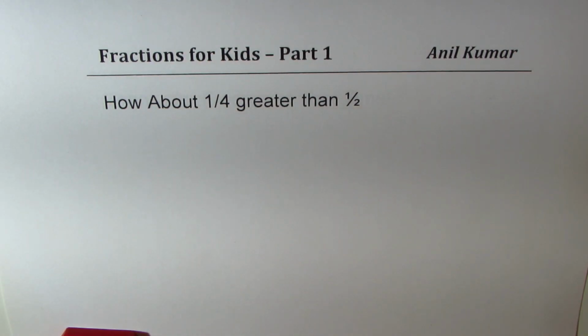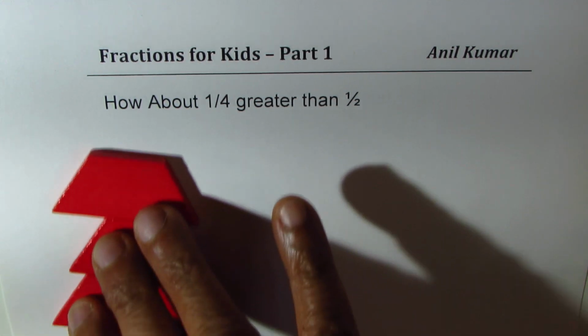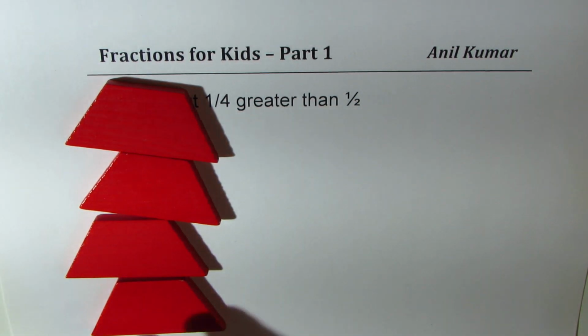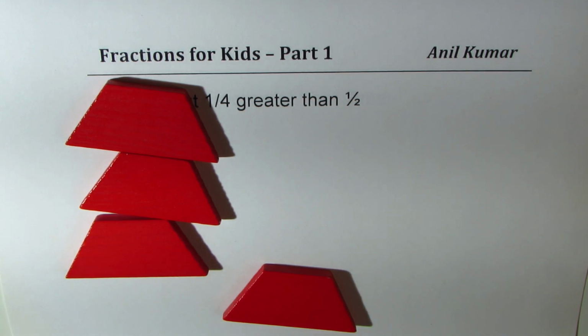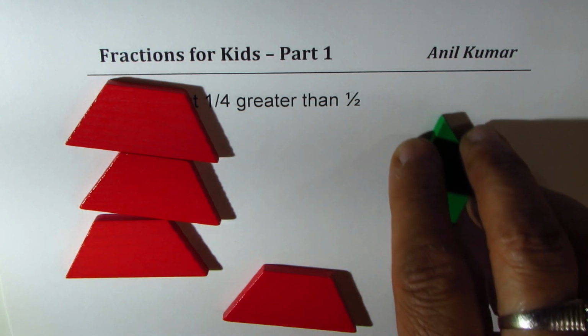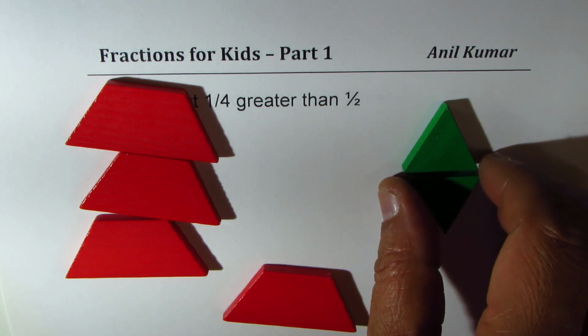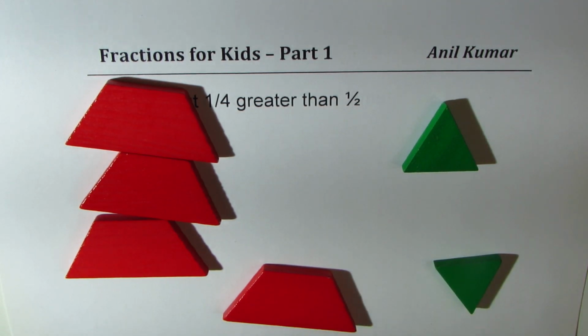Now we have another very interesting question for you. How about 1 out of 4 being greater than half? Is it possible? Tell me. Can 1/4 be greater than half? What do you think about it? Let's look into it. Let's say we have these 4 pieces and I take 1 out of them. And I have on the other hand these 2 pieces, and 1 out of 2 means 1 out of 2. Which is greater? Clearly 1/4 is greater, right?